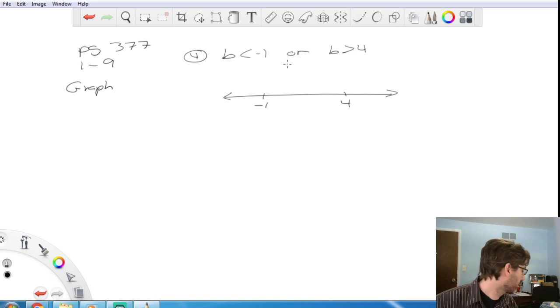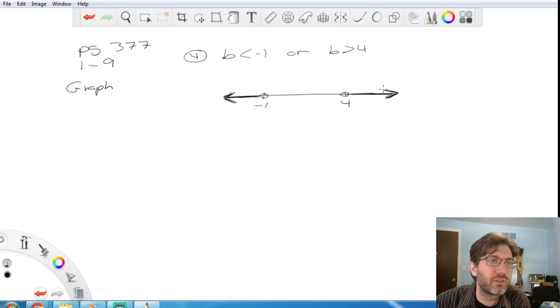That has to be like that. Did I copy the one right? Yeah. So here B has to be less than -1. So circles, because it doesn't have the equal to. Less than -1 is in this direction. Greater than -4 is in this direction.